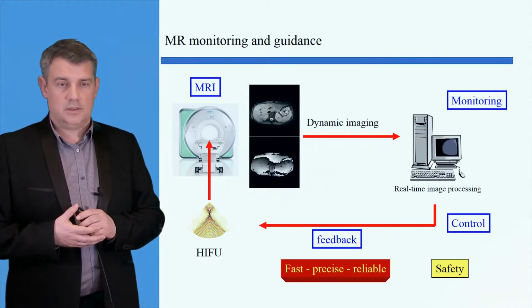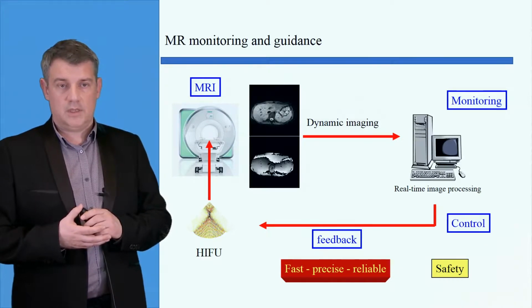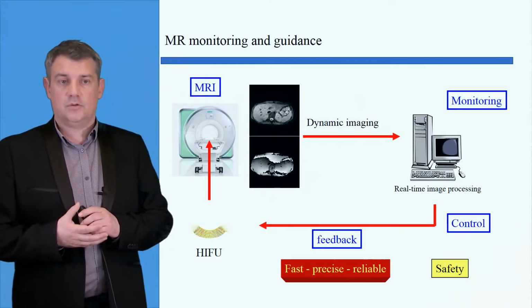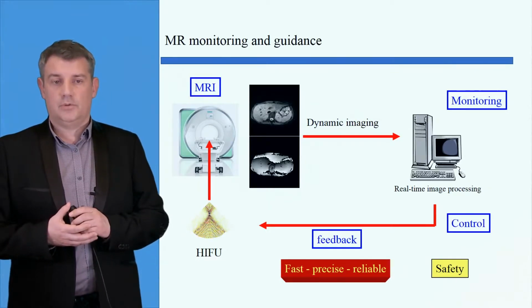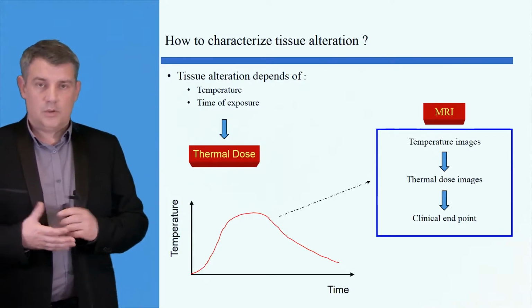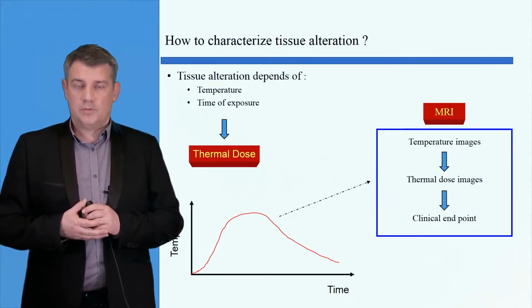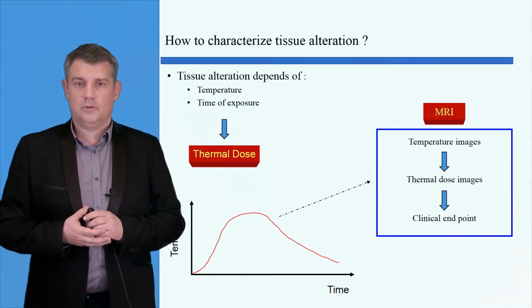You can use this in real time to make a feedback control. In other words, you can use the information from the temperature images you're acquiring in real time to dynamically adjust the HIFU energy deposition you're producing with your device. So we are able, in principle, to make temperature images with MR. So what can we do with this?